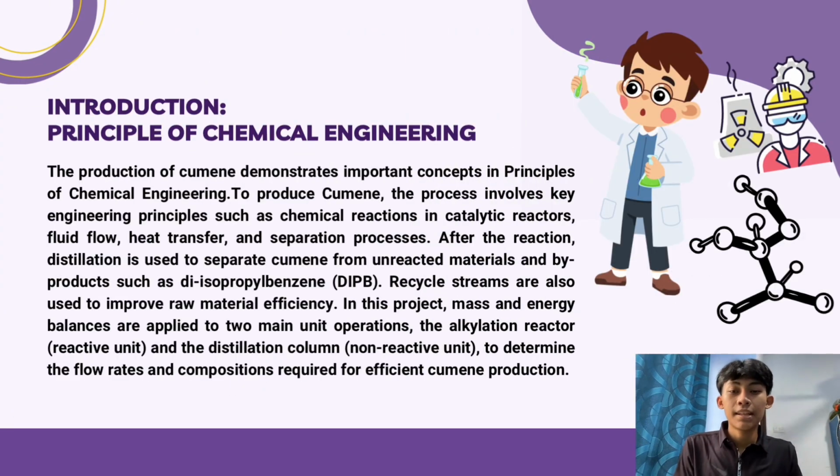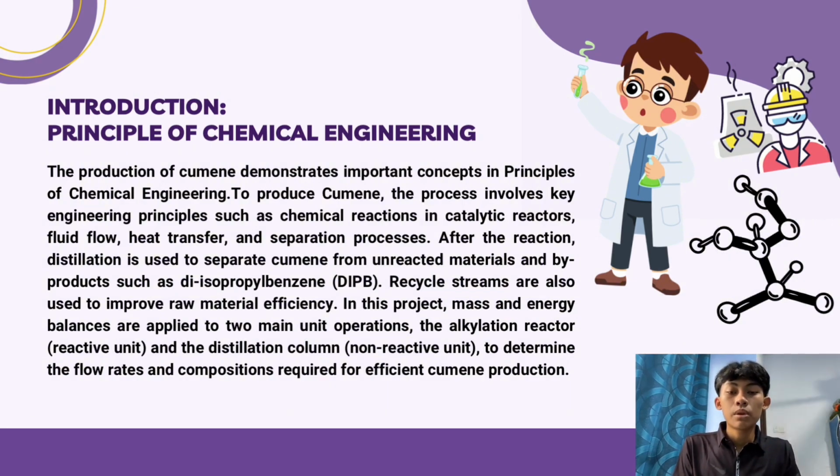My name is Muhammad Shahin Zikri, and now I'm going to present the introduction to principles of chemical engineering. So, the production of cumene demonstrates important concepts in principles of chemical engineering. To produce cumene, the process involves key engineering principles such as chemical reaction in catalytic reactors, fluid flow, heat transfer, and separation processes. After the reaction, distillation is used to separate cumene from unreacted material and byproducts such as diisopropylbenzene.